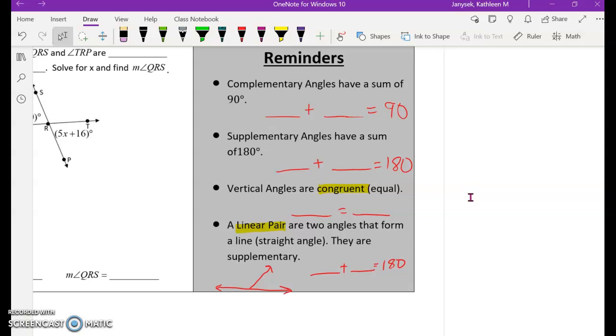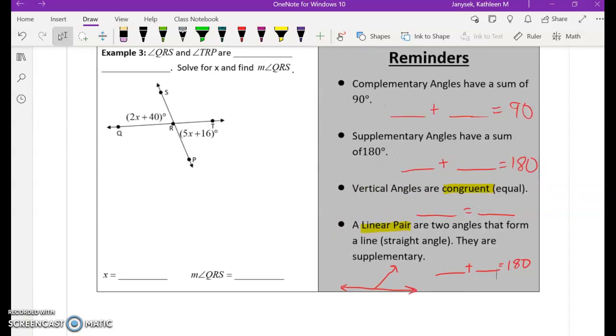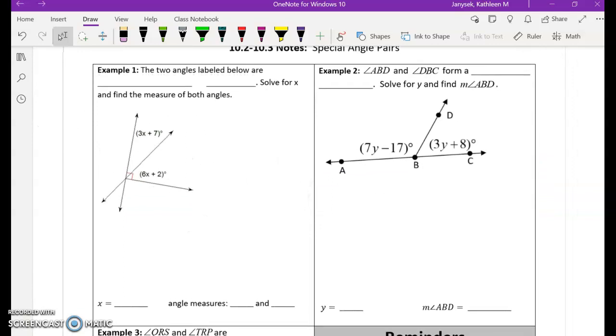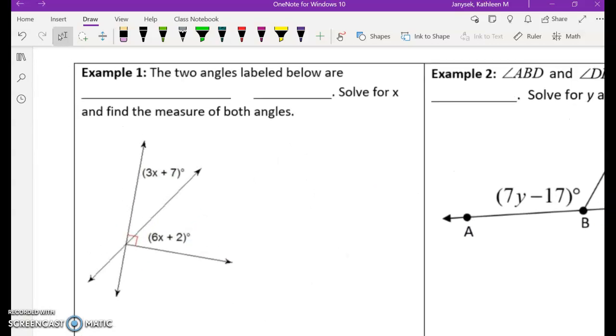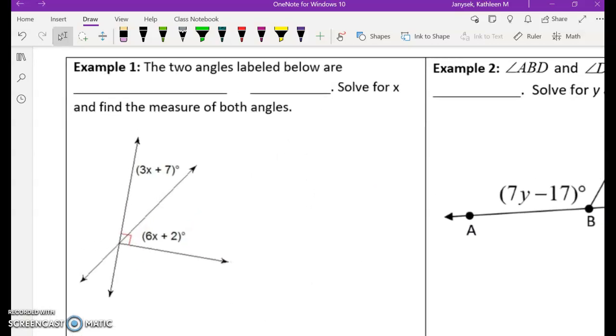Okay? So let's look at our first example and let's look at what kind of angles these are. So really, we should get a big heads up right here that this is a right angle. Right angles have that little square in the corner meaning 90 degrees. So these are what are called complementary angles. So write that in the blanks, complementary angles, and we said they add up to 90 degrees.